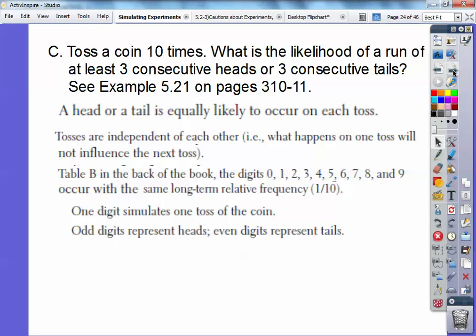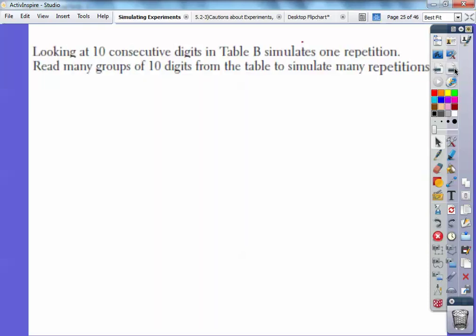And we'll just represent the odd digits. Oops, let me go back. The odd digits represent heads, and all the even digits are going to represent tails. Okay, so we want a run of 3 heads or a run of 3 tails. So look at 10 consecutive digits in table B on one repetition. So read many groups of 10 digits from table B to simulate this repetition.